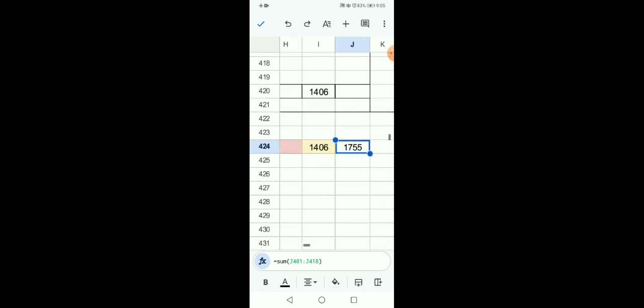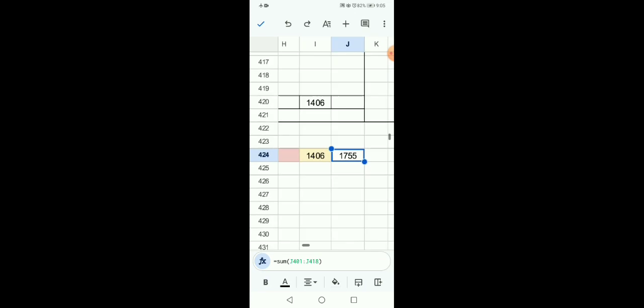What you will do, you will subtract the amount drawn from the bank from the amount which you have deposited into the bank. The difference would be how much amount is still present in your bank account. The method is very simple. 1755 is the total amount deposited into the bank. 1380 is the total amount withdrawn. The remaining amount is still present in your bank account.